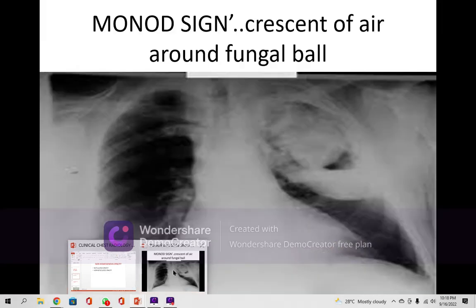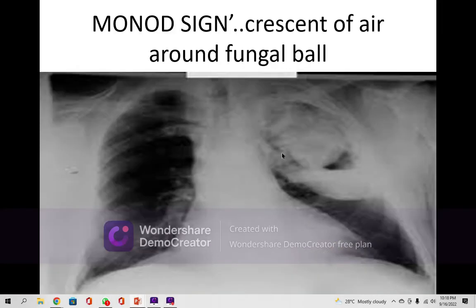So, this is the case of aspergilloma. It occurs usually in the empty cavity of tuberculosis, and it also is a part of what is called aspergillosis. There are 3 types of aspergillosis. When we discuss pulmonary eosinophilia, I will tell you how we can differentiate the different types of aspergillosis. But this is aspergilloma.